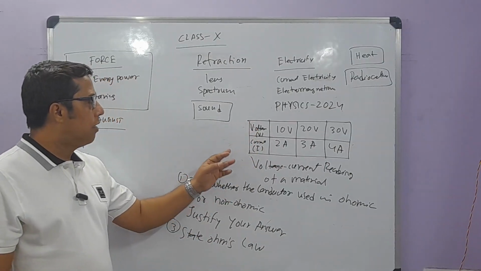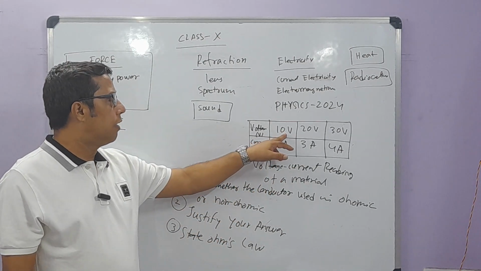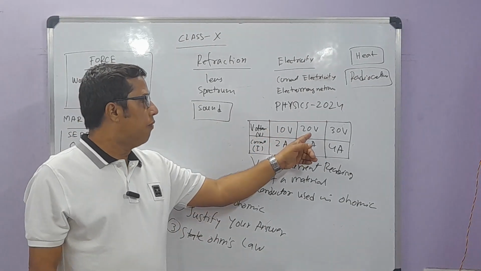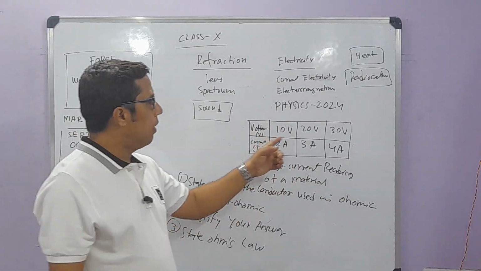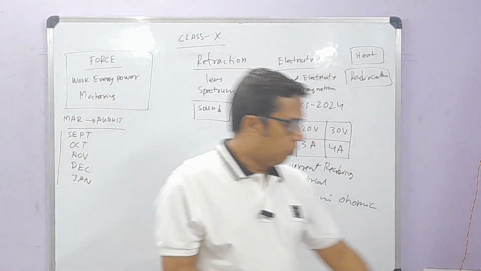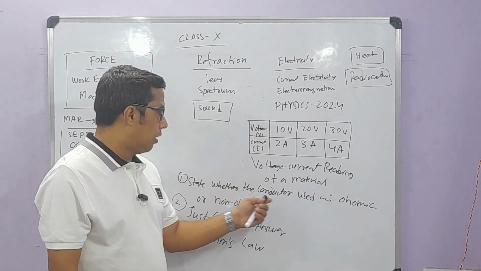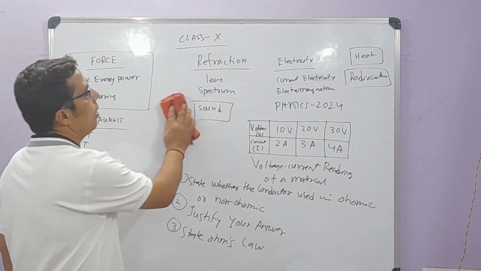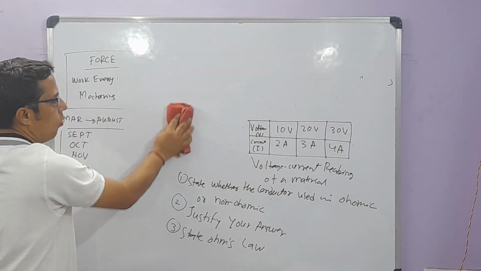So that means this reading is for a conductor or a material where 10 volt is the voltage reading and the corresponding current reading is 2 ampere. 20 volt is the voltage reading, corresponding current is 3 ampere, and 30 volt is the voltage reading, corresponding current is 4 ampere. Now we have to state whether the conductor used is ohmic or non-ohmic, and justify your answer. So first, what is ohmic and what is non-ohmic?